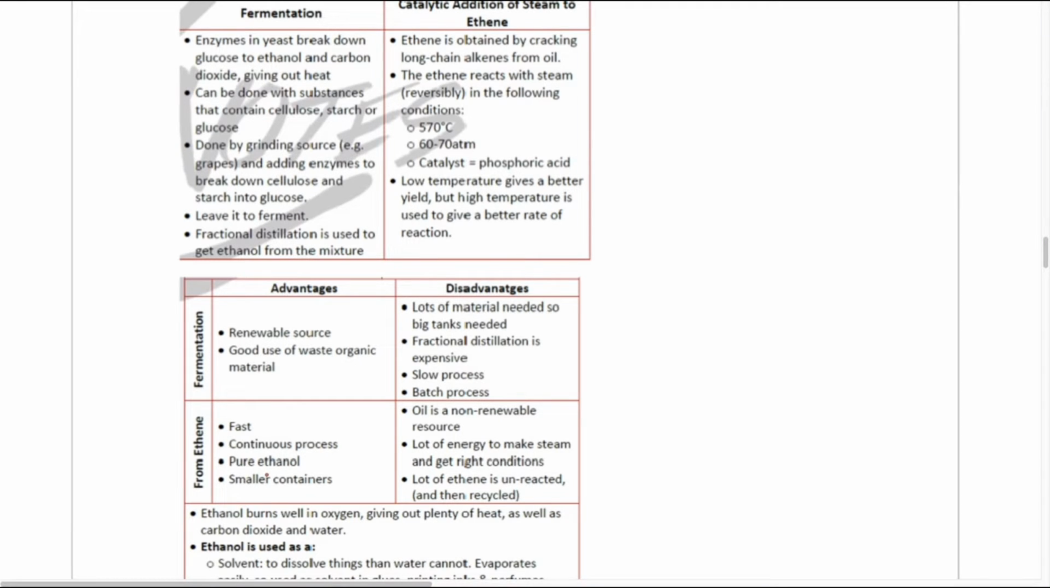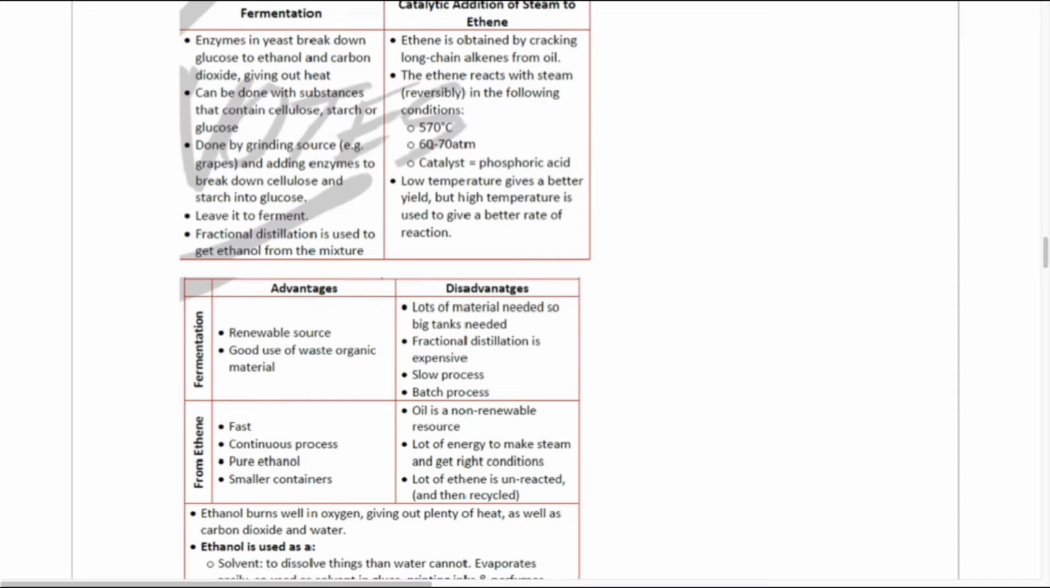Smaller container required. Compared to this one, you need a big tank. This one just needs a smaller container. Oil is a non-renewable resource. So the oil here is for the ethene. Ethene comes from alkanes from oil, the petroleum. So it's non-renewable and can finish. It needs lots of energy to make steam and get the right conditions. You see the conditions, so you need a lot of energy to do that.